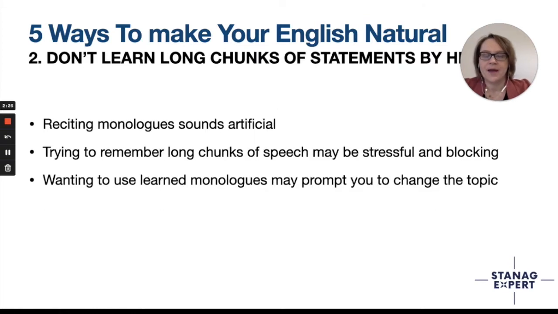The idea number 2 that might help you in making your English more natural is actually avoiding learning long chunks of statements by heart. Learning long chunks of language by heart may be stressful, because you may focus on trying to use this part of speech that you have mastered, learned, and it can be both stressful and blocking.